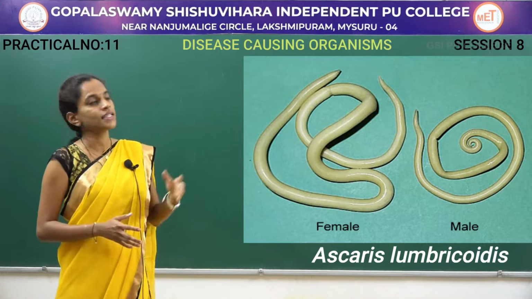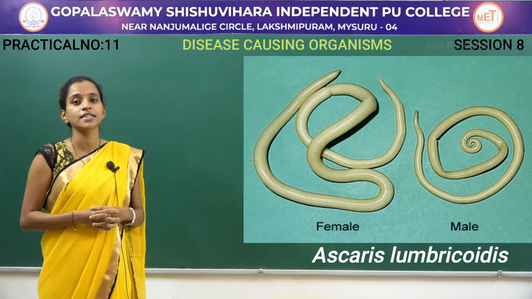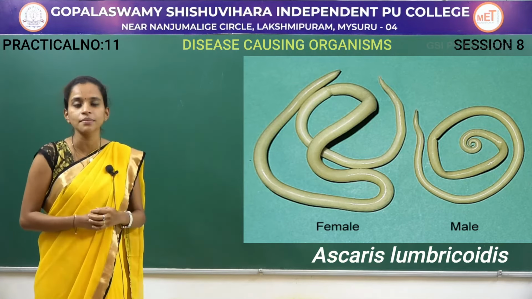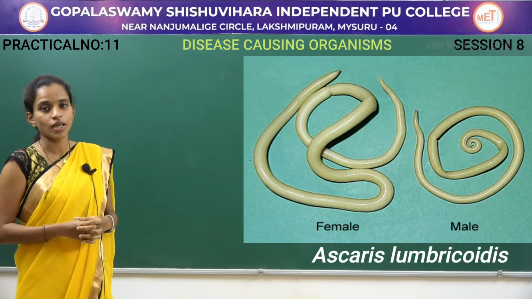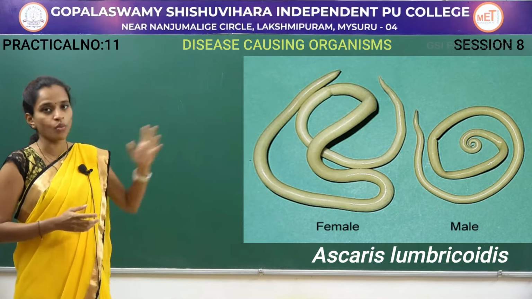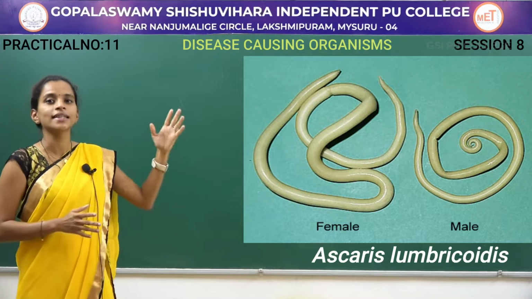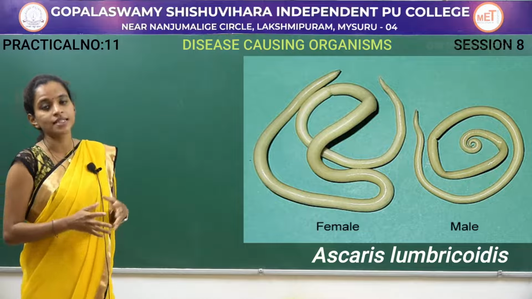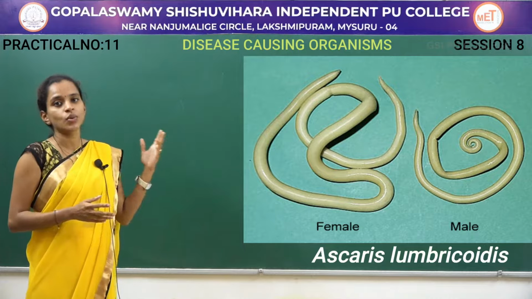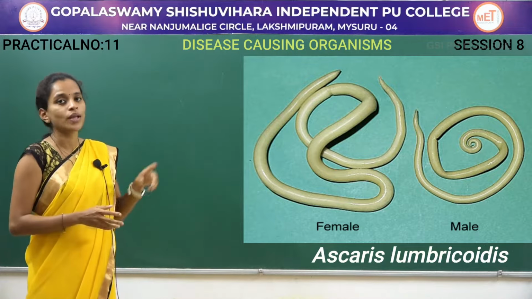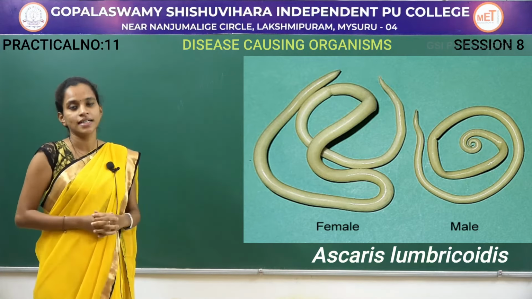Next organism, here in the screen what you can see are 2 organisms. You can easily identify the sexual dimorphism in this particular organism. This organism is Ascaris lumbricoides. So, you can see one small worm and one long worm. The small worm represents the male Ascaris lumbricoides, and the longer one represents the female Ascaris lumbricoides. When it comes to the sexual dimorphism, their length is different, whereas in the male you can see the tail is curled and the female has a blunt tail.